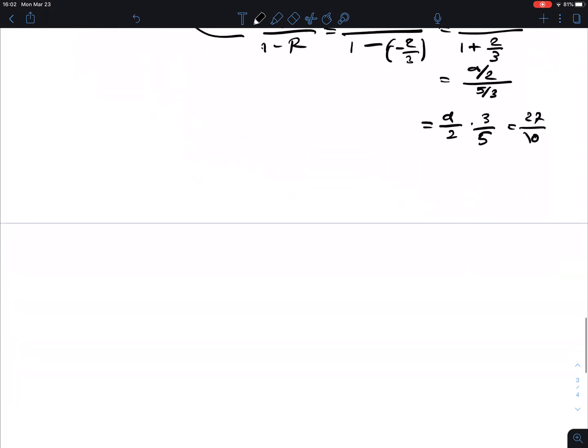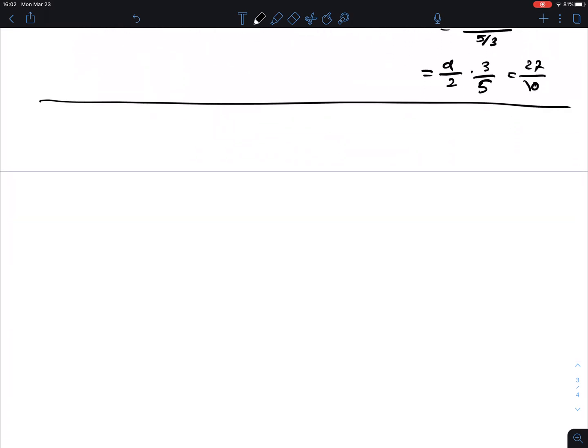And so just be careful. I'll do one more to show you that some care has to be taken. So let's take this one here. We have 10 plus minus 5 over 2.